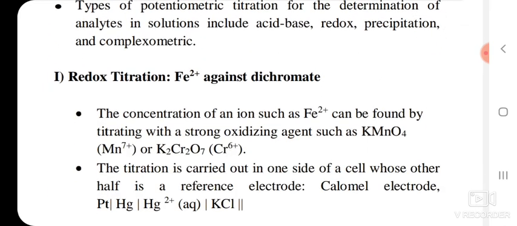Redox titration, Fe2+ against dichromate. The concentration of an ion such as Fe2+ can be found by titrating with a strong oxidizing agent such as KMnO4 (Mn7+) or K2Cr2O7 (Cr6+). The titration is carried out in one side of a cell whose other half is a reference electrode, the calomel electrode.